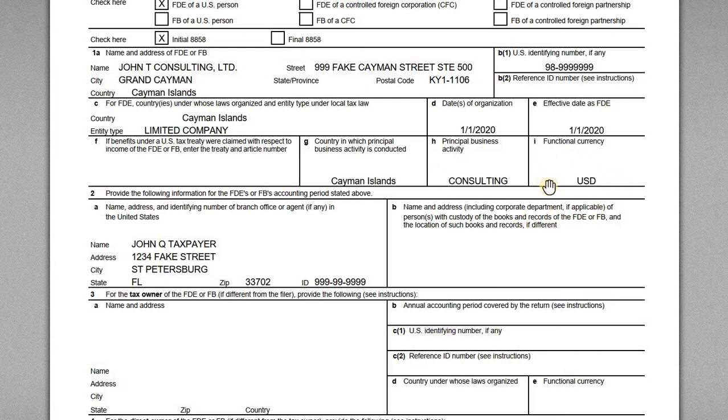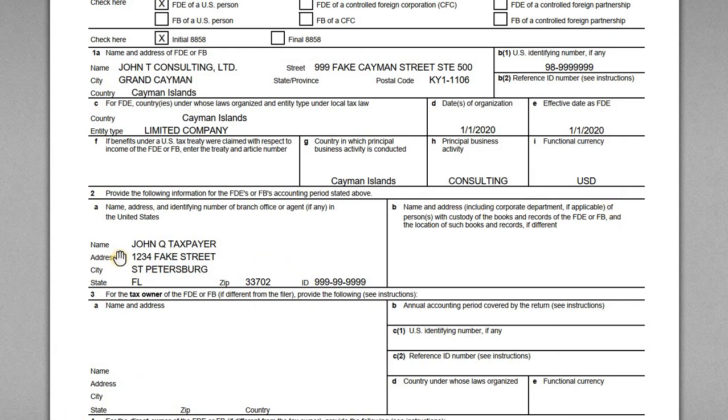Now Cayman does have its own local currency, but it's very common for companies that are formed there to operate their functional currency in U.S. dollars because it is the world's reserve currency. So you can get U.S. dollar bank accounts in Cayman, and so all their financial reporting is done in U.S. dollars anyway.